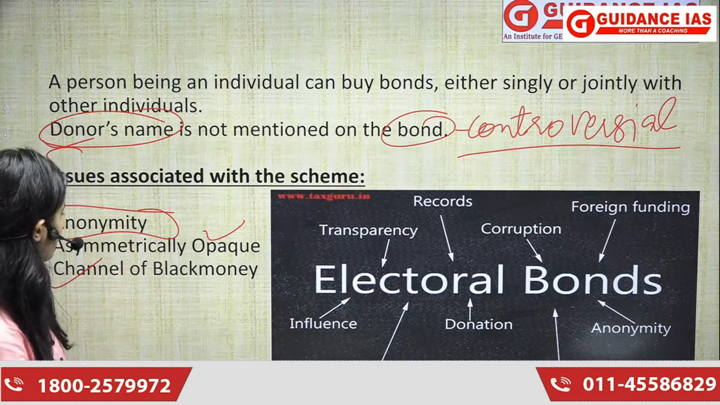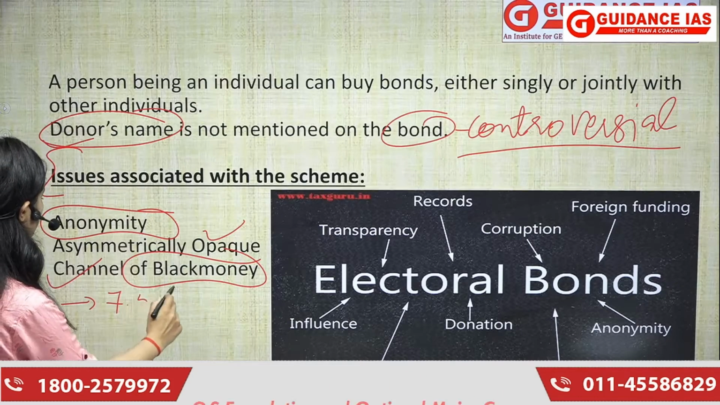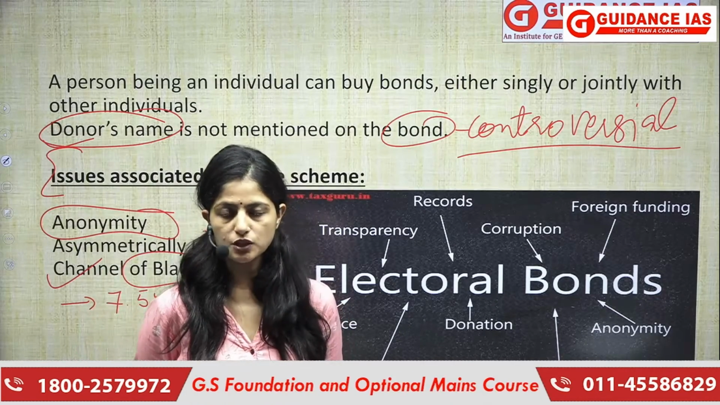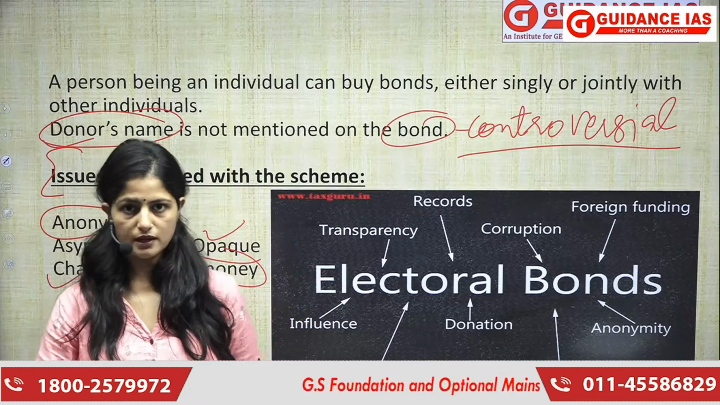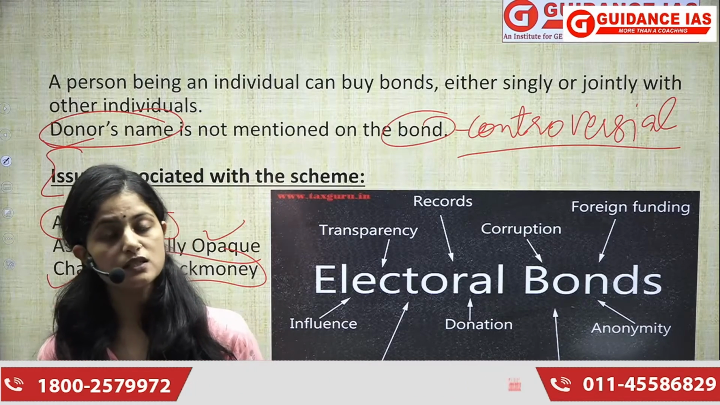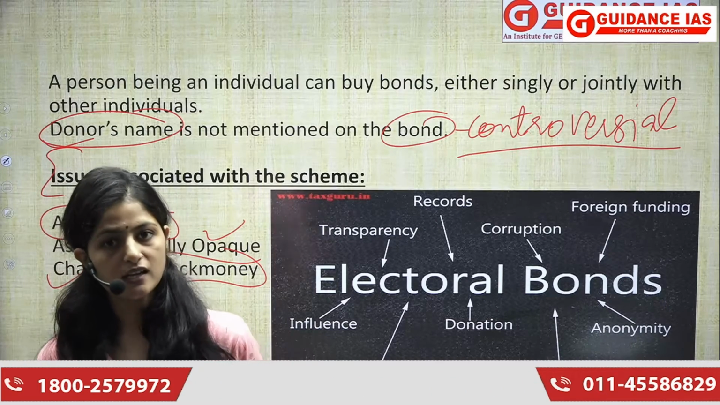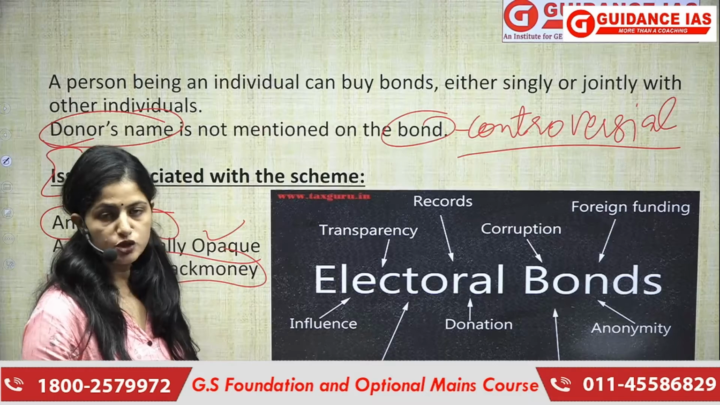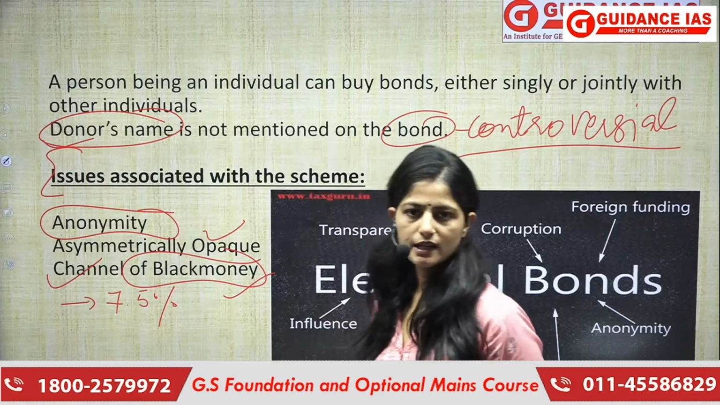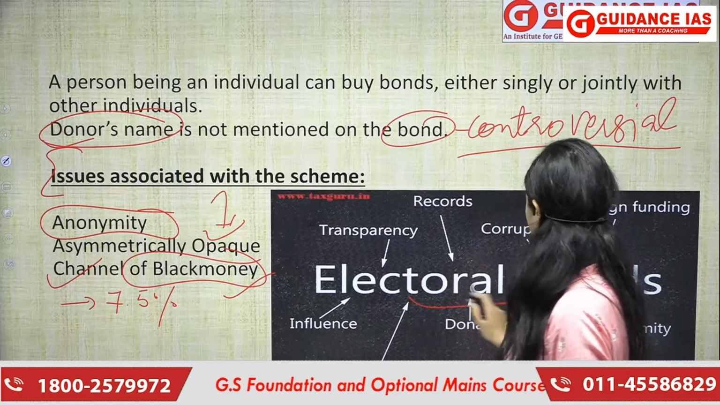Next is channel of black money. This is definitely a channel of black money. I'll give you a recent example of the 7.5% capping. Initially there was a 7.5% capping kept on the donations by corporate donors. Now this limitation of 7.5% has been eliminated, which again gives rise to the chances of black money. Okay, so it can be a channel for black money, and again this anonymity thing can also lead to black money.